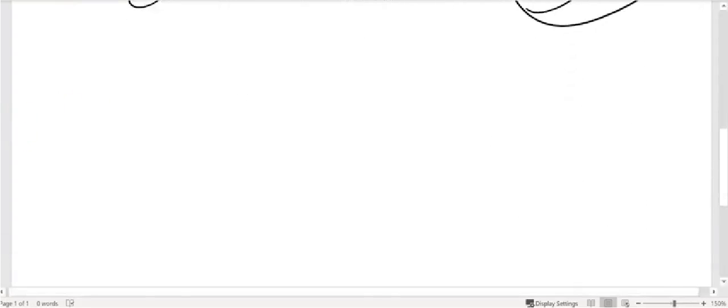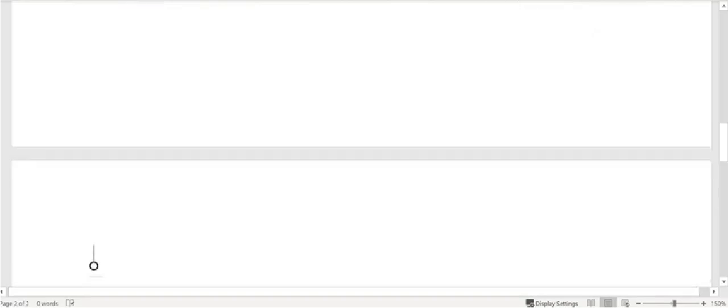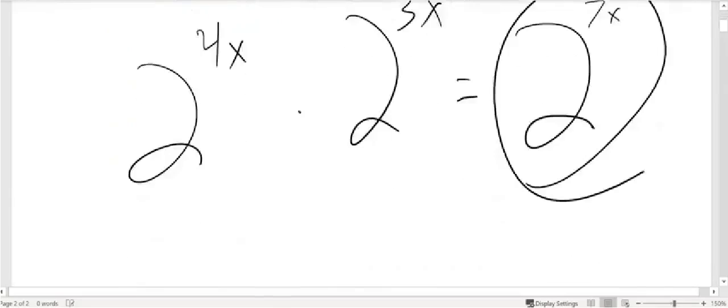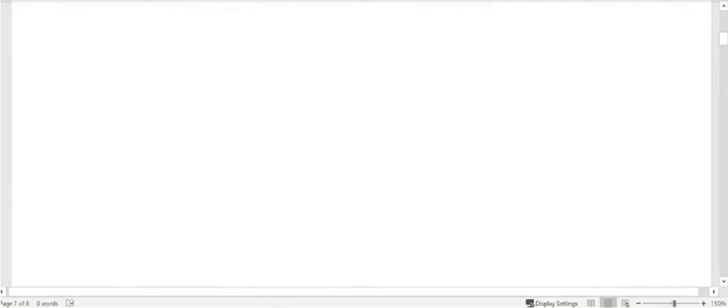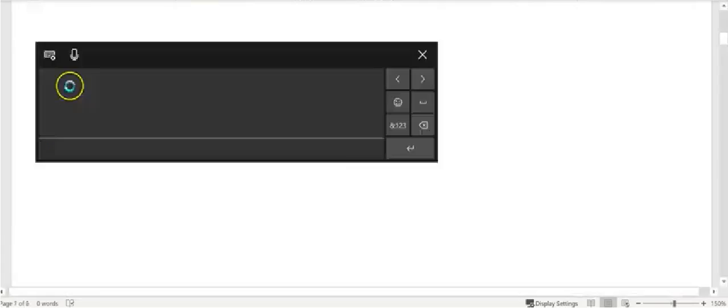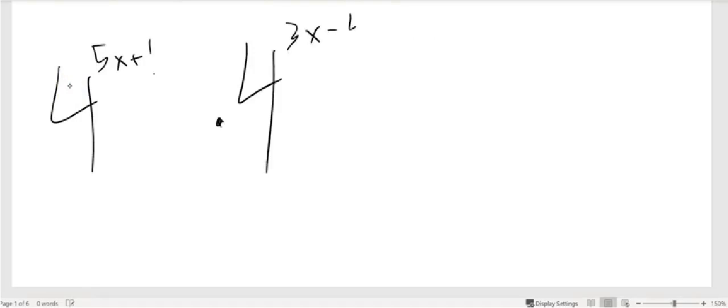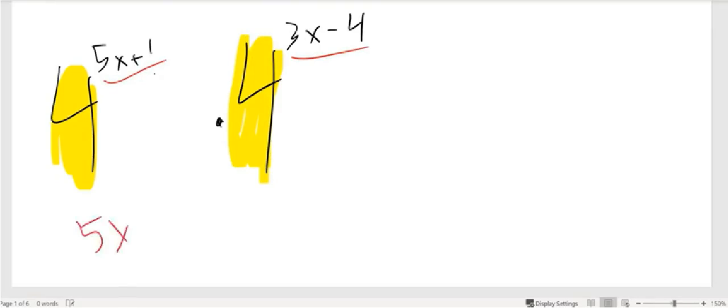So let's step it up a little bit and see something a little more different. We have 4 to the power of 5x plus 1 times 4 to the power of 3x minus 4. Remember, we're still adding our exponents. It's a multiplication, and they both have a base of 4, so my answer is going to have a base of 4. We're simply adding those two exponents together: 5x plus 1 plus 3x minus 4.